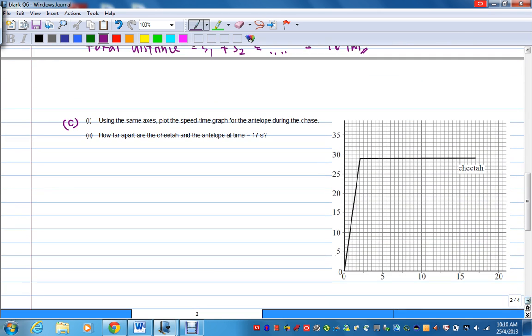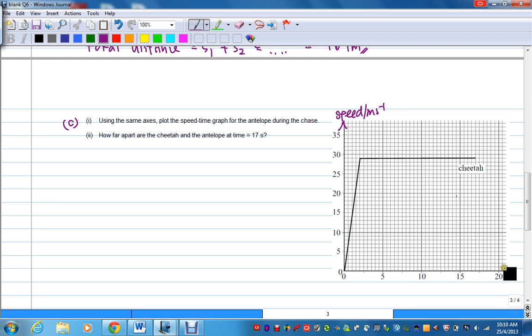Now let's move on to part C. You're asked to sketch the distance-time graph, the speed-time graph for the antelope during the chase. So refer back to the question. You're told that the antelope takes 0.5 seconds to react, so he will start at 0.5 seconds. Accelerate for 2.5 seconds. So if this is 0.5, accelerate for 2.5. So 0.5 plus another 2.5 will be at 3 seconds.